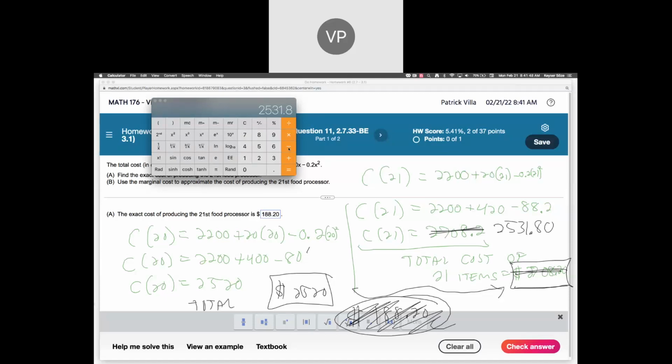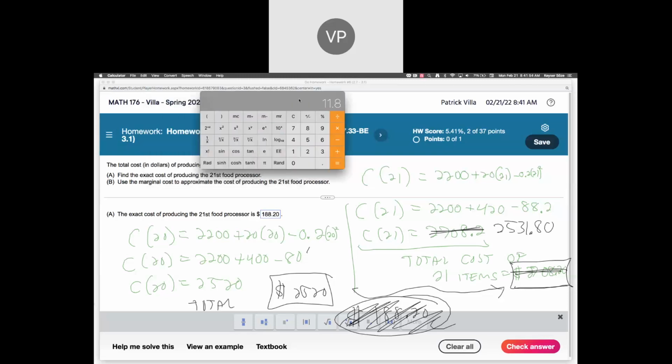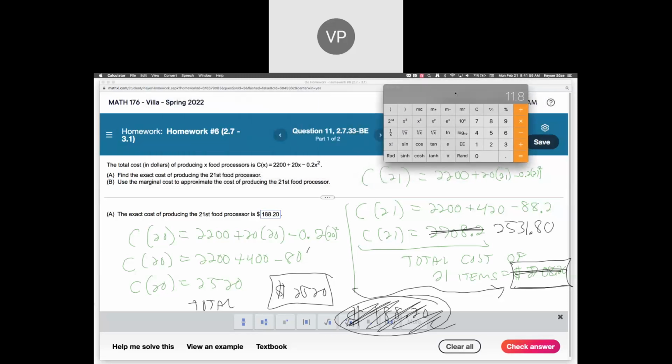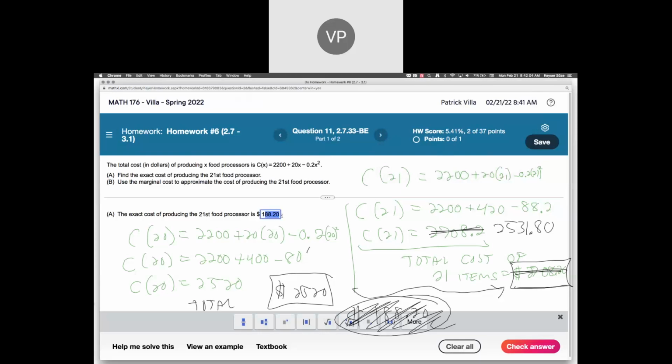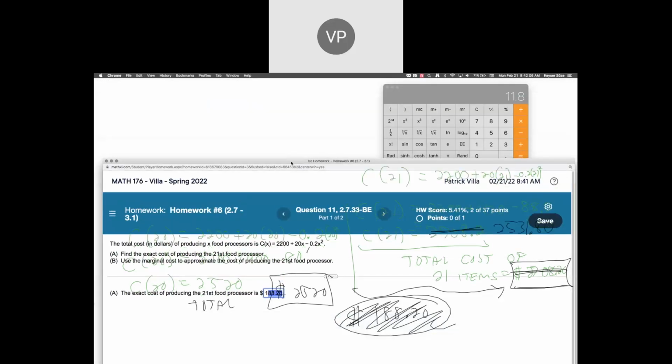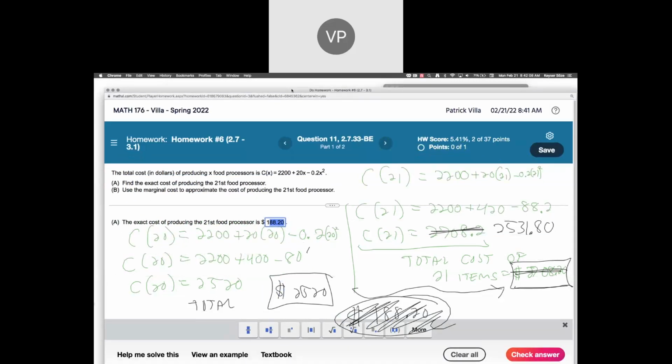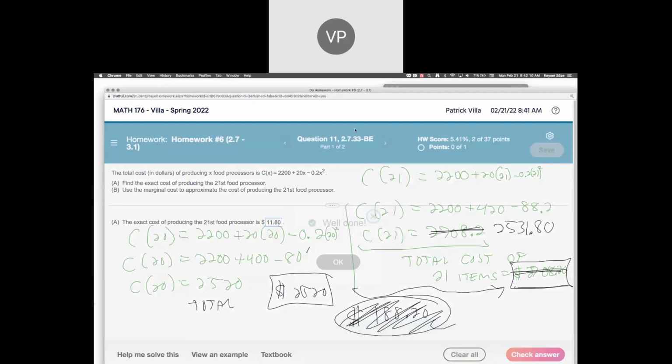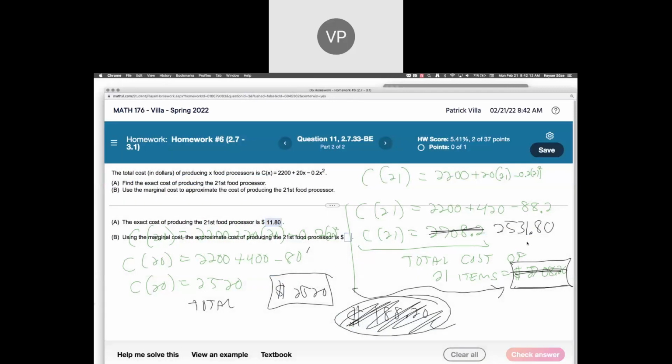So I'm going to take that answer, subtract the 2520, and we get $11.80, which now I start to look at it. I got done telling you, and I didn't even follow my own advice here. These are supposed to be real life examples. Food processors shouldn't cost $188. They should be a lot less. And specifically what did I say that was? $11.80. And now we have it.